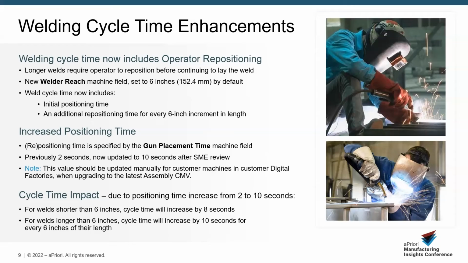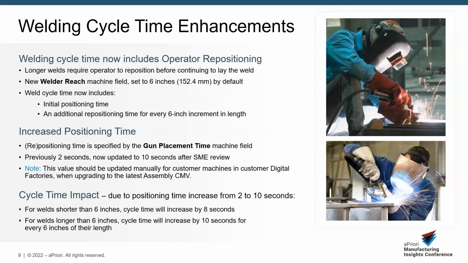And we do this by having a value which represents how far an operator will lay weld in one trigger pull, with a default value of 6 inches. Once welds are longer than that, we add in a gun placement time again to account for the operator having to stop welding, come off the workpiece, maybe check something, adjust something, clean something up, and then go back in, pull the trigger and start welding again. So once the weld is over 6 inches, we add that in, and then if it's longer than 12 inches, we add it in again. This value is a machine field, which is stored in the digital factory, so it can be changed by digital factory managers if you want to update the assumption.